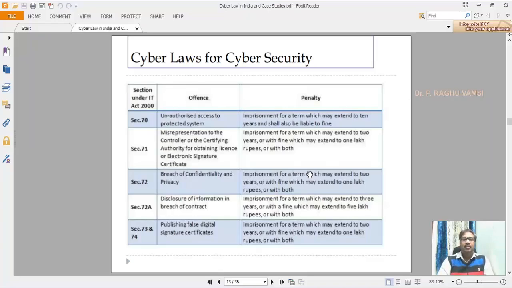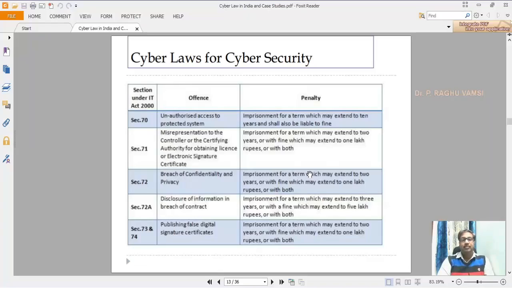Section 70, unauthorized access to protected system. That means password cracking, escalating the privileges, gaining access to the system. If it was done by the hacker without having any permission, then unauthorized access to a protected system is an offense, which can be booked under Section 70 of the IT Act. Imprisonment for a term which may extend to 10 years and shall be liable to fine.